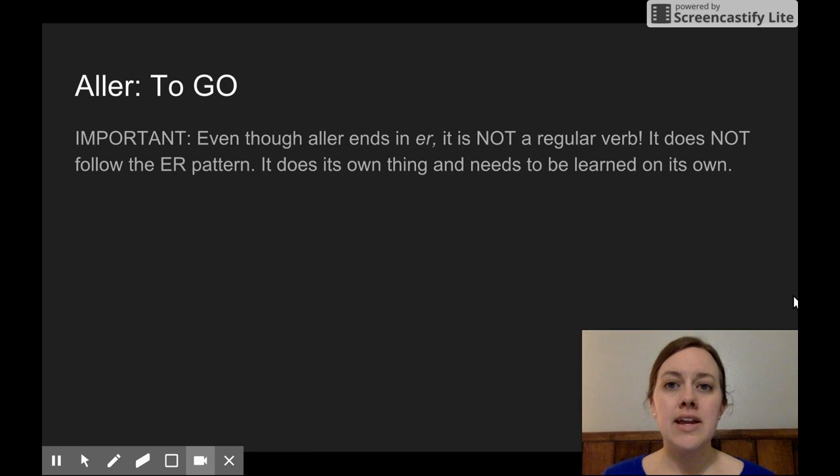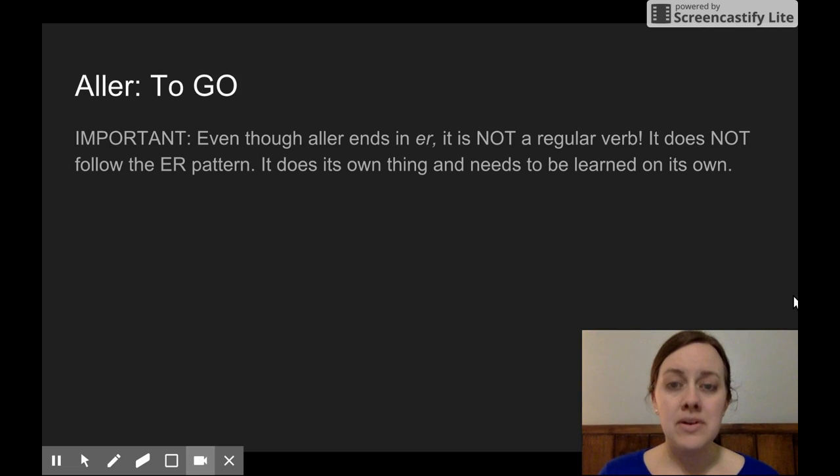So now we're going to look at aller, which is the new verb that we're going to be looking at the next few days. So aller is a verb in French that means to go, and it's really important to note that even though aller ends in ER, it is not a regular ER verb. It does not use the pattern that we've already learned. It does its own thing. It does not play well on the playground. You cannot do what we've already been doing.